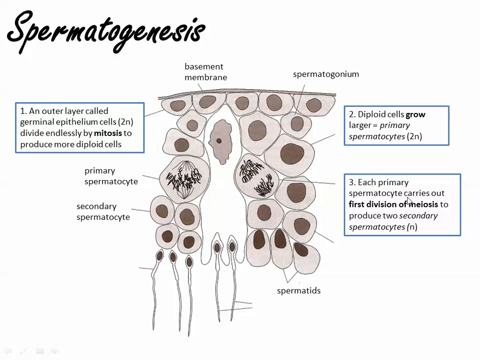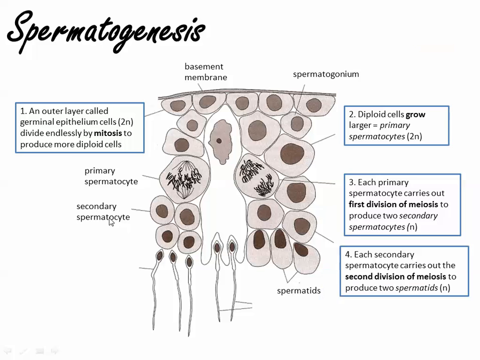Each primary spermatocyte carries out the first division of meiosis to produce two secondary spermatocytes. So already after the first division of meiosis, remember, all the homologous chromosomes are separating. So now we're already down to haploid cells. And when they're haploid, we call them secondary spermatocytes.